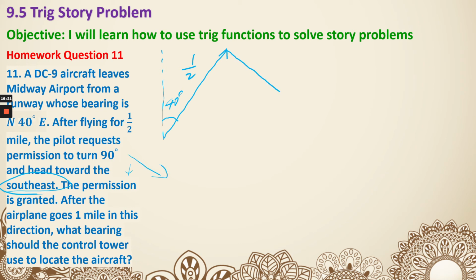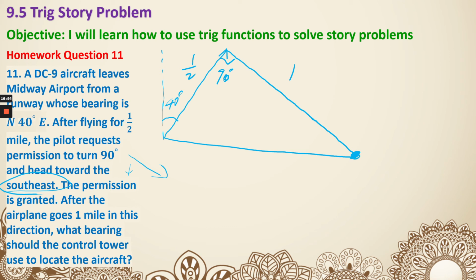So it turned and then kept going. This is 90 degrees. And it's going southeast now. The permission is granted after the plane goes 1 mile in this direction. So this time it went 1 mile in this direction. What bearing should the control tower use to locate the aircraft? So that's where the aircraft is. And of course, you can connect them to actually make the triangle.